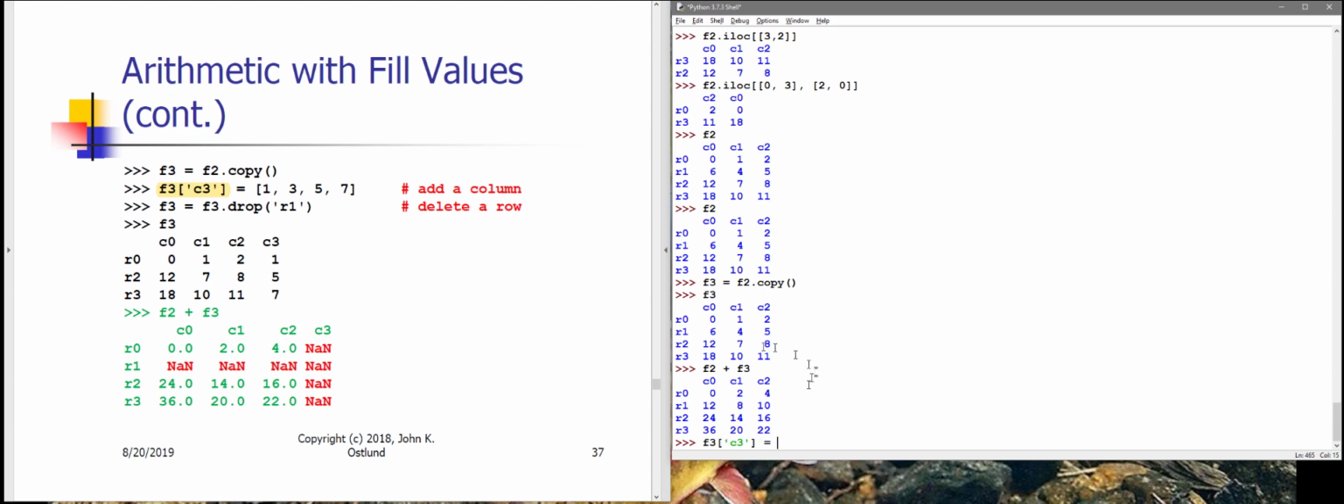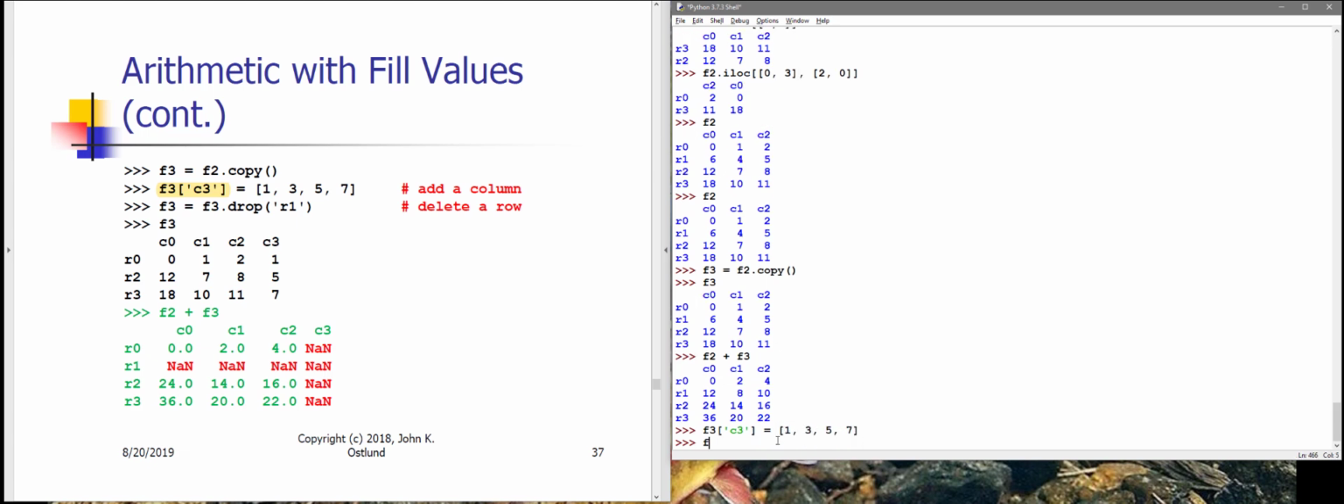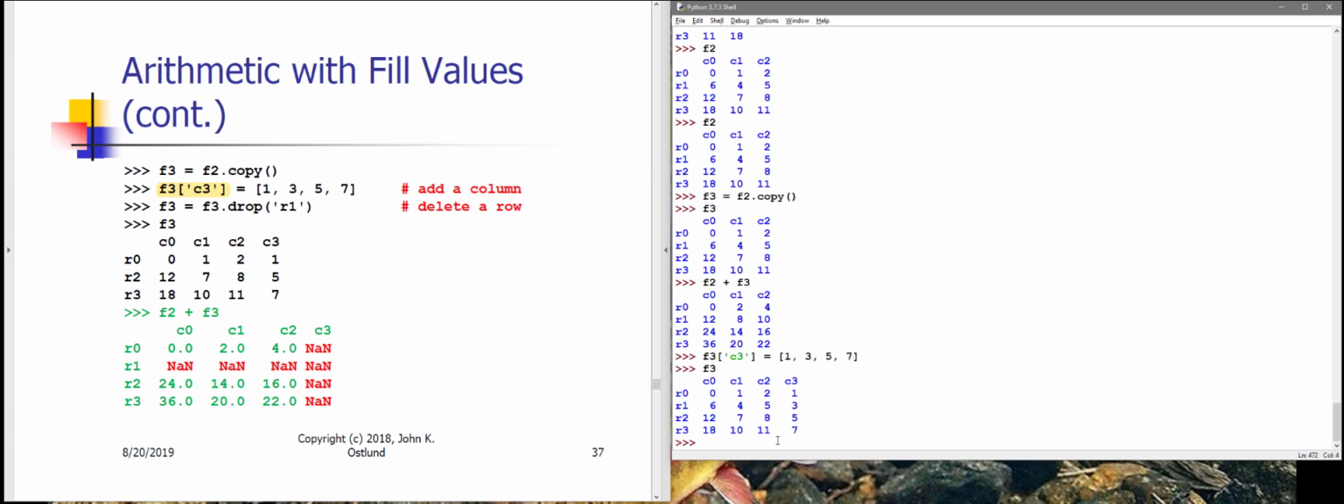In F3, notice that there are 4 rows, so if I'm going to add another column, I'd better add 4 values, unless I want to add a scalar. So let me add 1, 3, 5, 7 as my values in that column. So here's the modified F3. Now F2 and F3 are no longer the same shape.